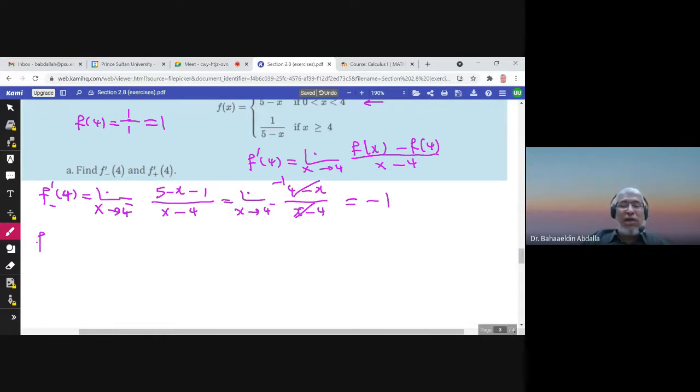Let us find the right derivative. Here we approach 4 from the right, and f of x would be 1 over 5 minus x.